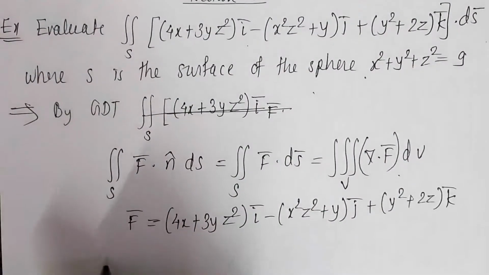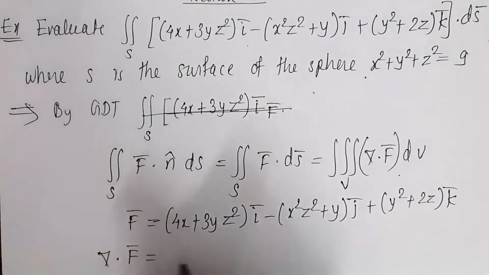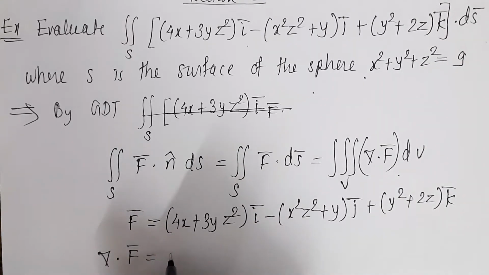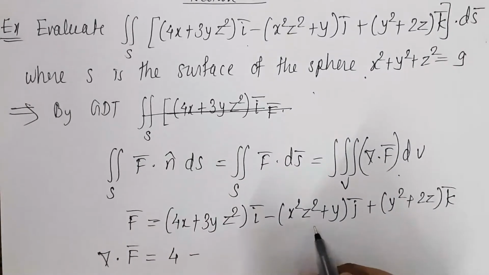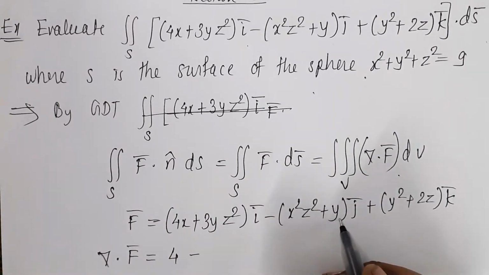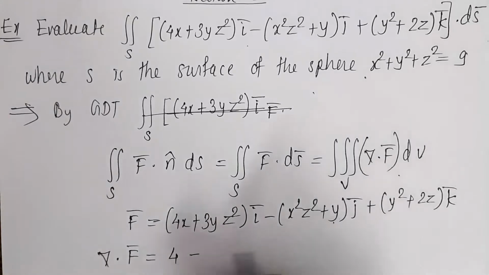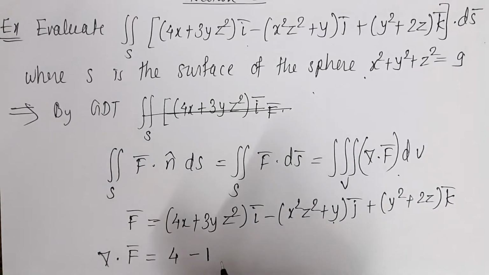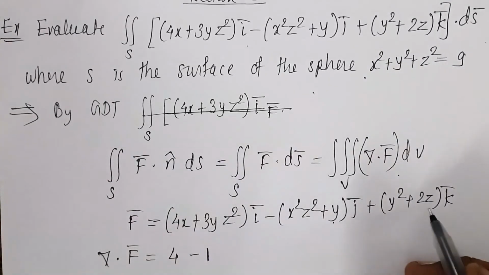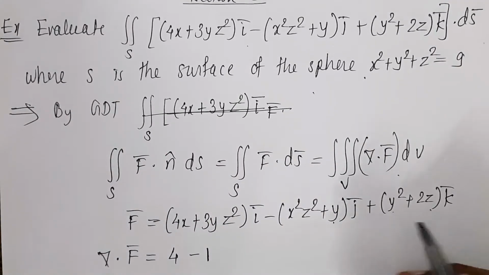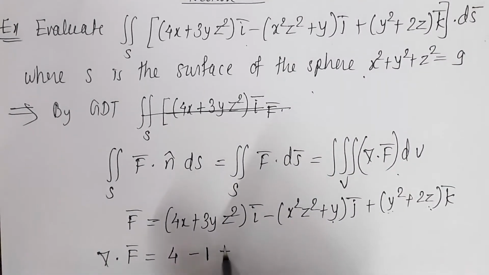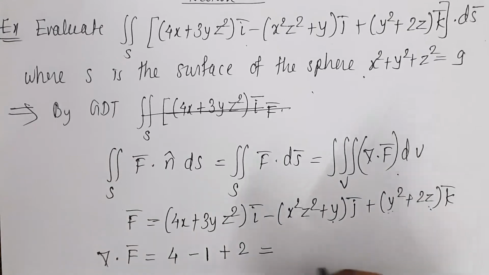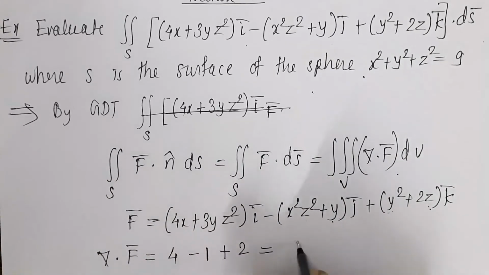Now del dot f is equal to del by del x of the first component f1. Del by del x of f1 is 4. Then del by del y of f2: the x²z² derivative becomes 0, and the derivative of minus y with respect to y is minus 1. And del by del z of y² plus 2z: the y² derivative is 0 and the 2z derivative is plus 2. So it is equal to 4 plus 2 is 6, 6 minus 1 is 5.